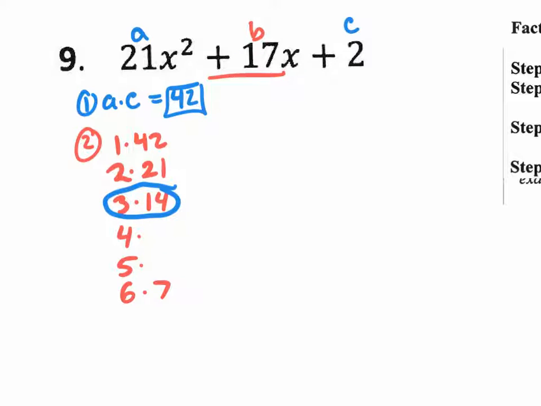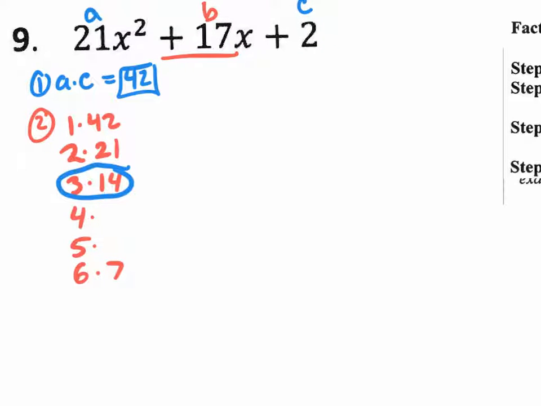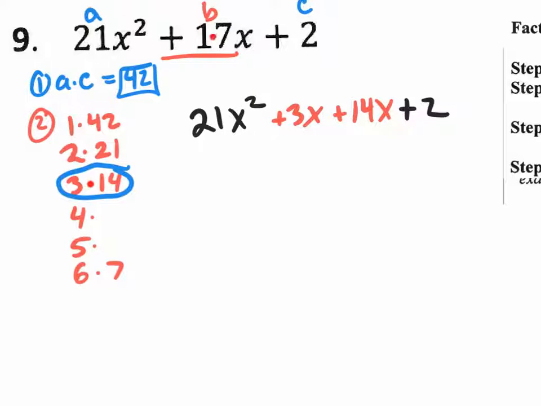We are good. So now we can move on to step 3, which is that weird part where you rewrite your entire quadratic trinomial as a polynomial. You change your 3 terms into 4 terms. So I have 21x squared, and instead of 17x, I have a positive 3x plus 14x. And at the very end, I still have the plus 2. So all I did was replace the 17x with these two numbers. After all, 3x plus 14x really is 17x. So you rewrite it into 4 terms. That way you can now factor by grouping.